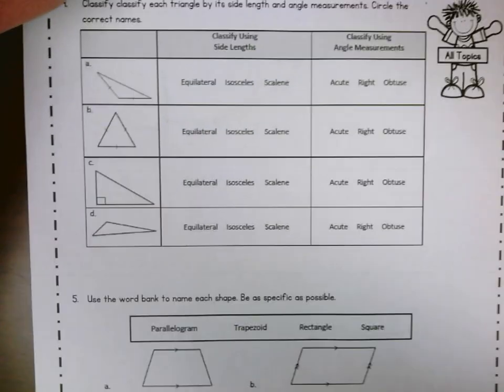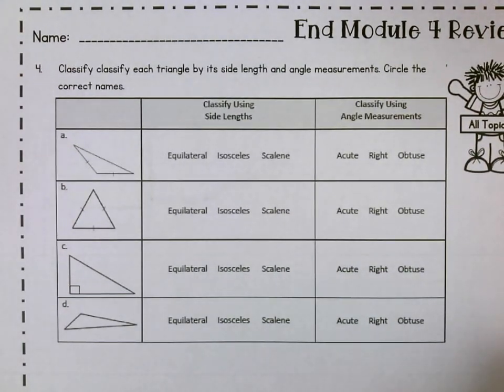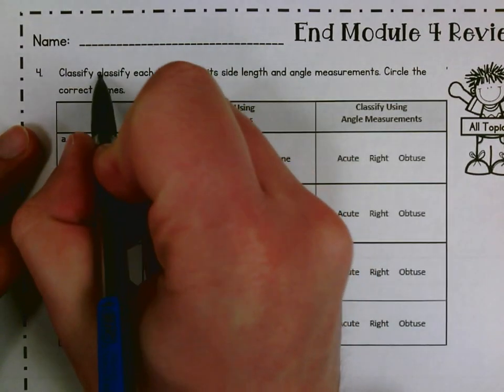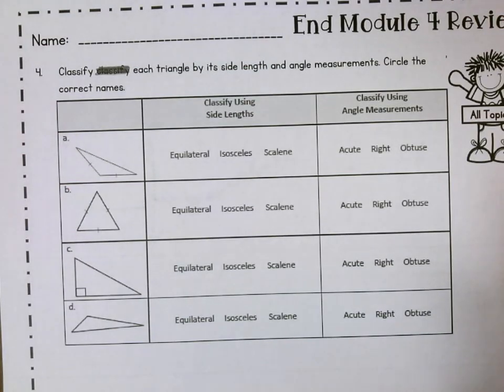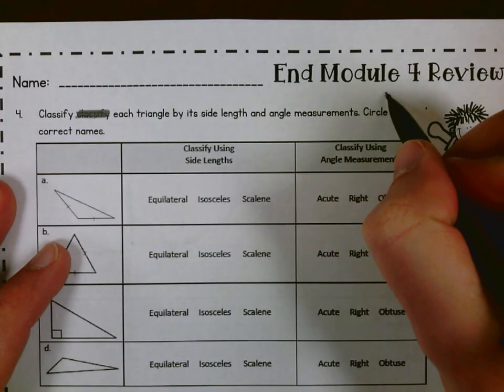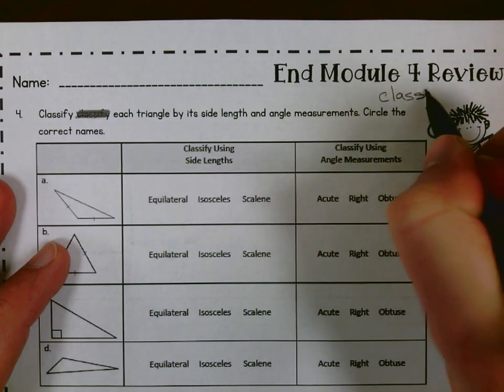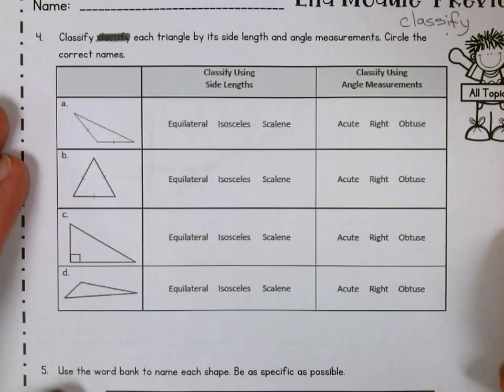All right, let's head to the back side. Classify. Oh my goodness, I wrote classify twice. Well, good thing this is not English, huh? Classify each triangle by its side length and angle measurements. Circle the correct names. You know what? I think I just thought of our code word. Classify. Write that on your paper and get a special treat.